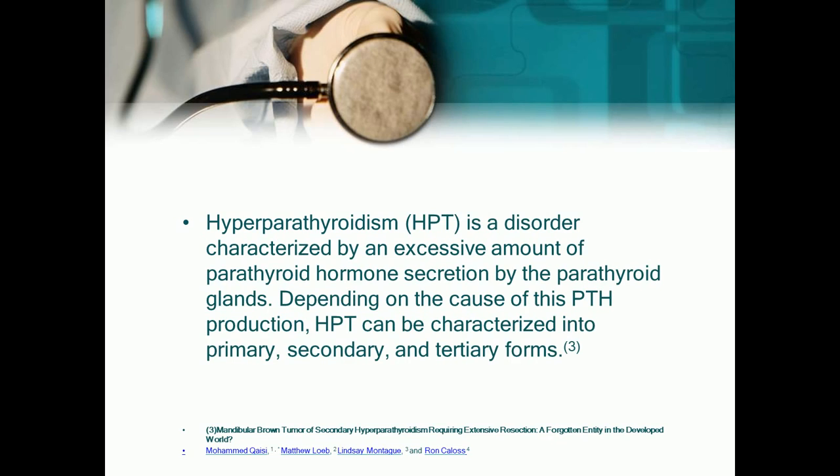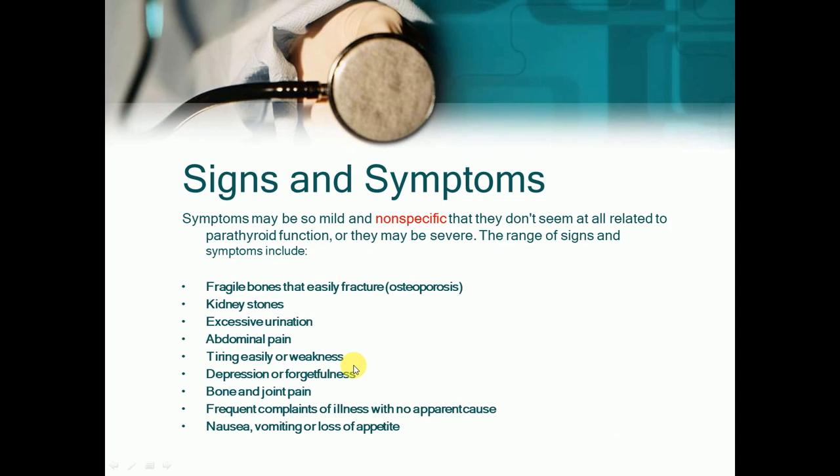Hyperparathyroidism is a disorder characterized by the excessive secretion of parathyroid hormone by the parathyroid gland. Depending on the cause of the parathyroid hormone production, hyperparathyroidism can be characterized into primary, secondary, and tertiary forms. Now, the different signs and symptoms, or clinical features, which are reported in case of hyperparathyroidism.